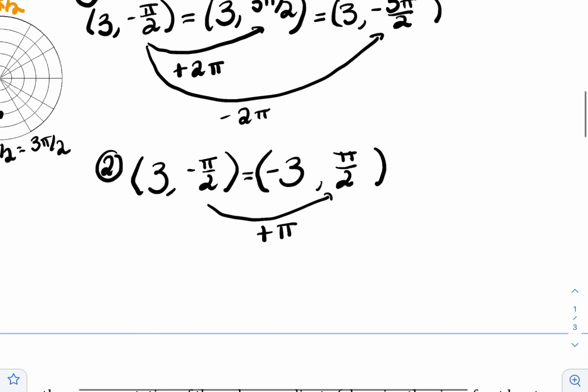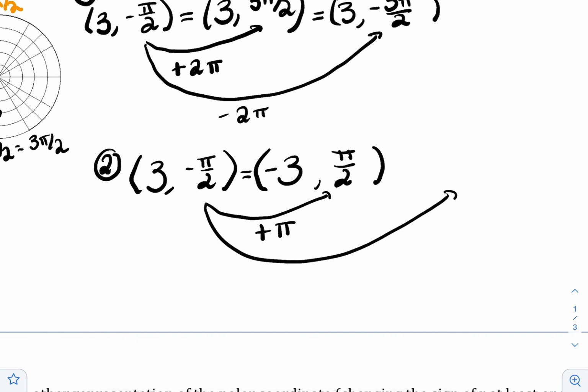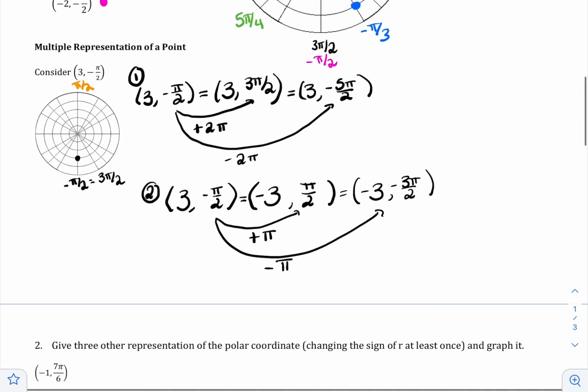What I could do instead is subtract pi. So that would be negative 3 pi over 2. And the r would be negative, because remember, I'm going across. So how do we create a little general formula for this?